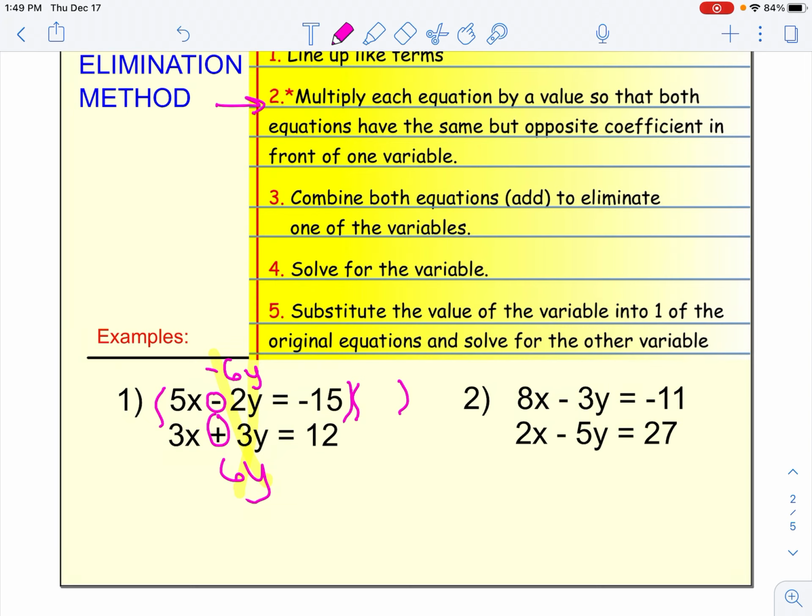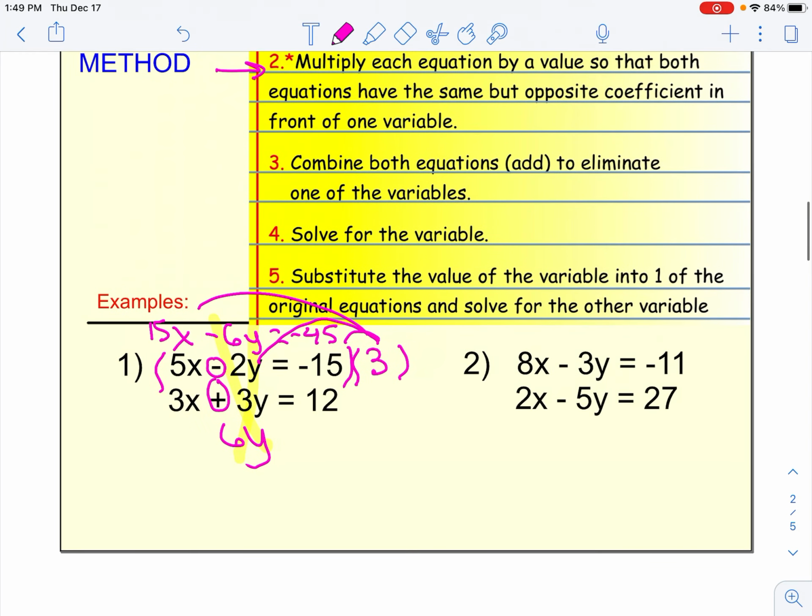Well, we can multiply it by 3, because then when we multiply negative 15 by 3, we would get negative 45. And when we multiply the 3 times negative 2y, that would give us the negative 6y. And then when we multiply the 3 times the 5x, that gives us 15x. And so again, this equation becomes 15x minus 6y equals negative 45.